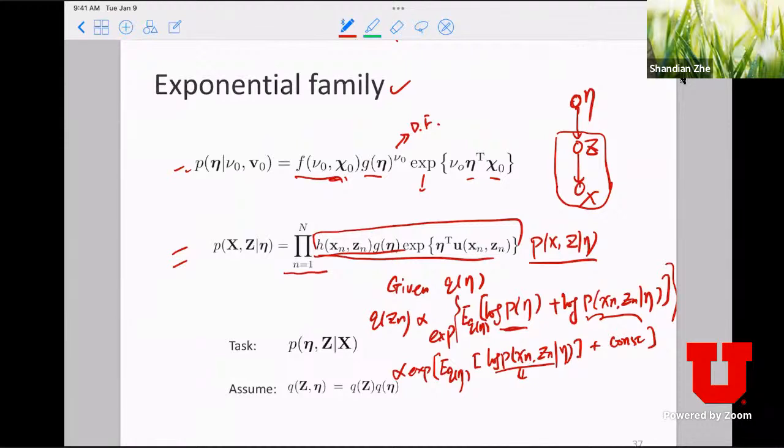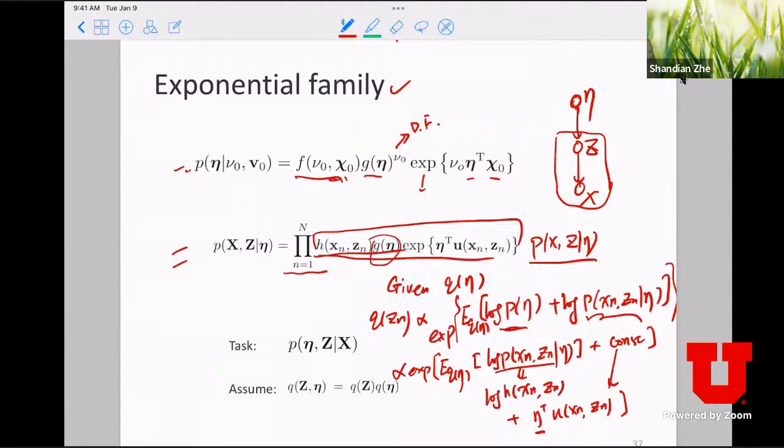So if you take a look at this, it's log h xn Zn plus log g of eta. Remember, g of eta has nothing to do with Zn as well. So it's constant, you don't need to care about that. And then you only need the eta transpose u xn Zn, right? And other things, again, are constant. Right? So now if you take expectation over this, log h xn Zn doesn't contain eta, so your expectation is still itself. Then what you need to do is just take expectation here.